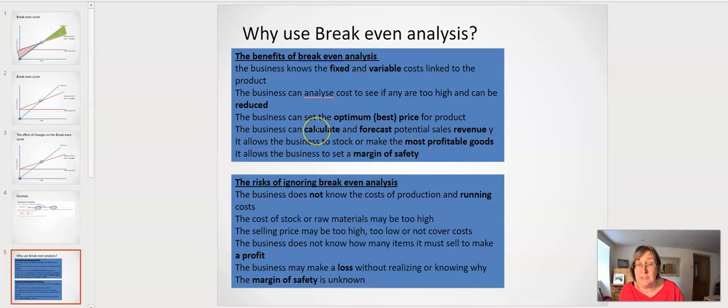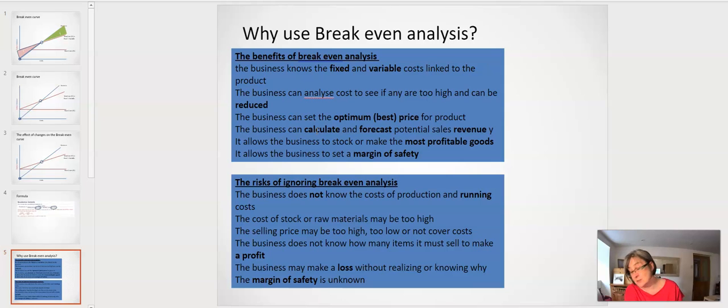It means that the business can calculate and forecast potential sales revenue. It allows the business to stock or make the most profitable goods. If they do this for multiple goods, they can see which goods they should be producing and selling more of, and it allows them to work out a margin of safety.